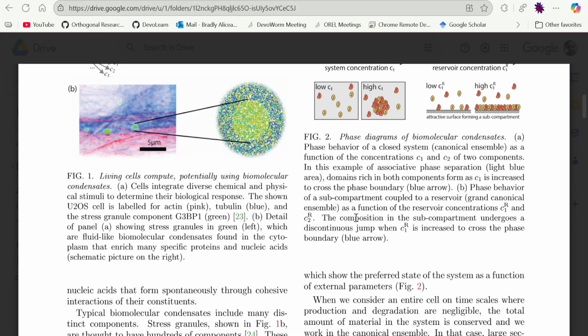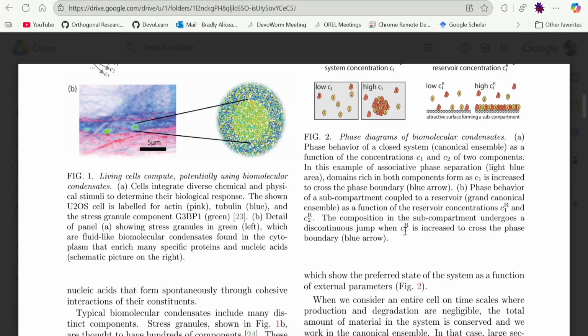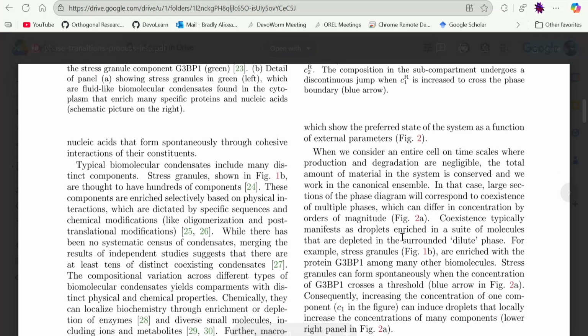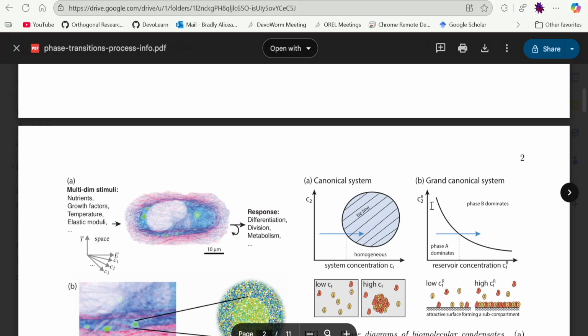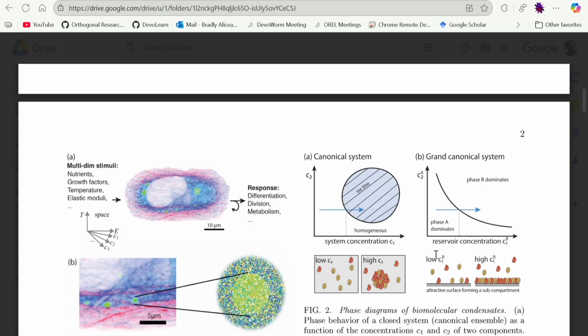So yeah, the composition in the subcompartment in B undergoes a discontinuous jump when the concentration is increased across the phase boundary. Okay, so we're modeling the concentration of this. We're looking at the behavior. We're noticing this phase transition, which can be described by nonlinear physics models. This isn't the formal model, but this is a diagram showing the power law distribution of this.